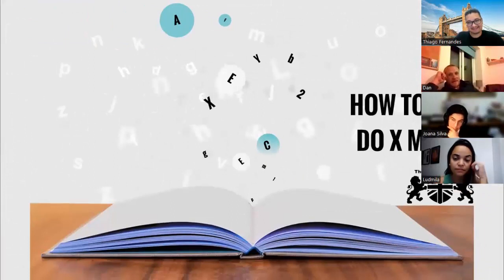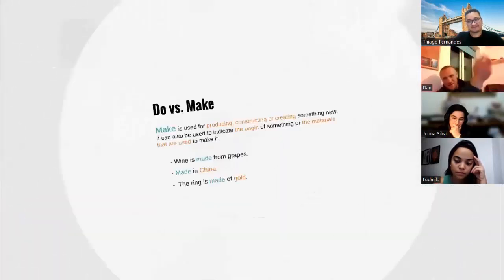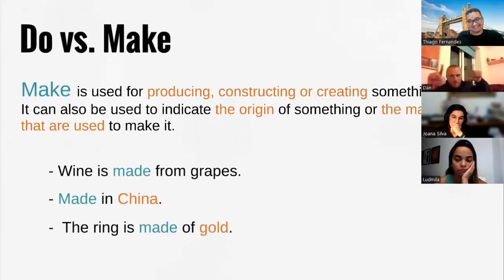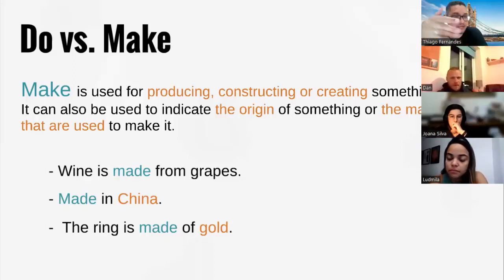The simple rule is, with make, normally there is a product at the end. So you make a cake, you make your bed. So at the end of the doing, you make something. So I'm going to do some work and make a plant. Oh, there you go, Dan. So make is used for producing, constructing or building something, creating something. It can also be used to indicate the origin of something, where something started, like make a baby, or the materials that are used to make it. So made in China, made from glass, made from wood, made from plastic. So it's the outcome, the result.